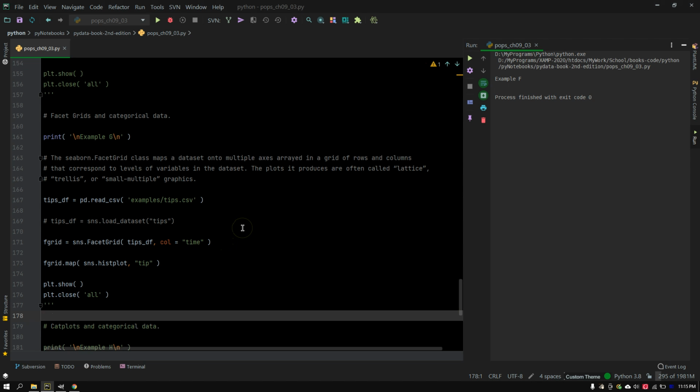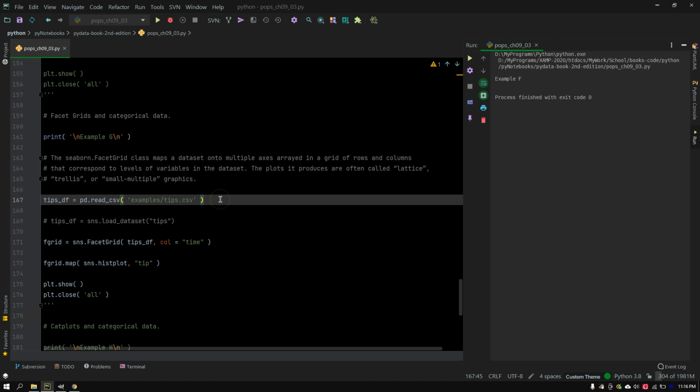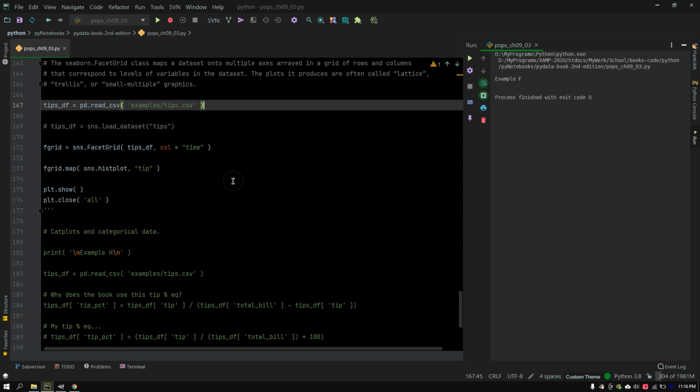Okay, example G, facet grids and categorical data. The Seaborn FacetGrid class maps a dataset onto multiple axes, arrayed in a grid of rows and columns that correspond to levels of variables in the dataset. The plots it produces are often called lattice, trellis, or small multiple graphics. We use the tips dataset.